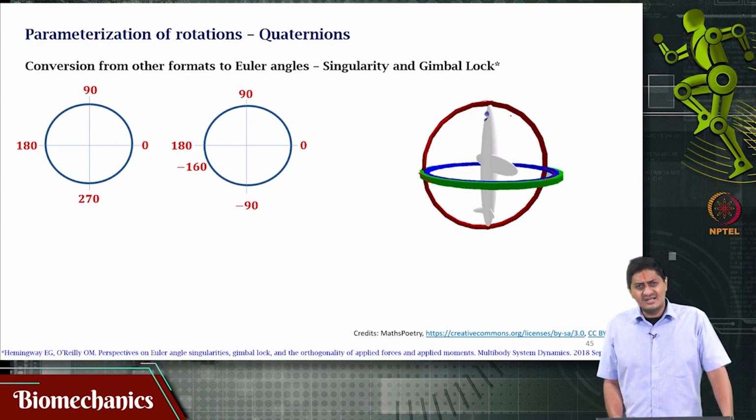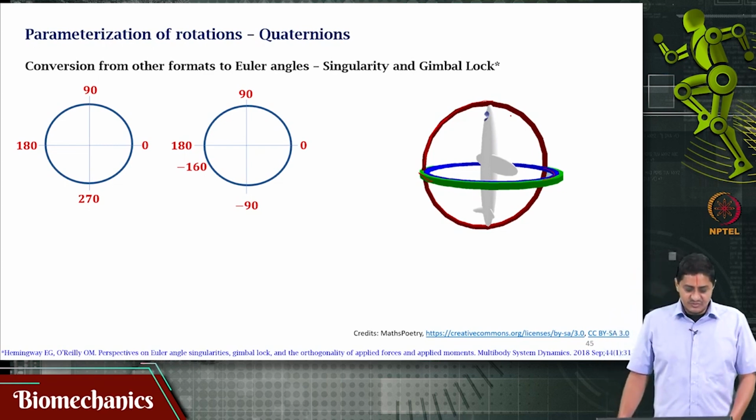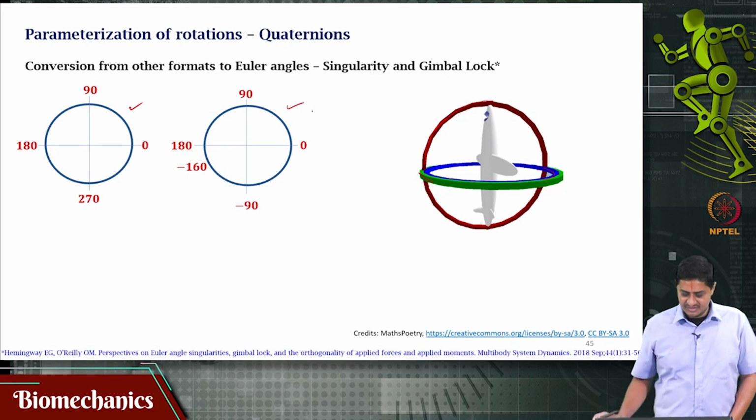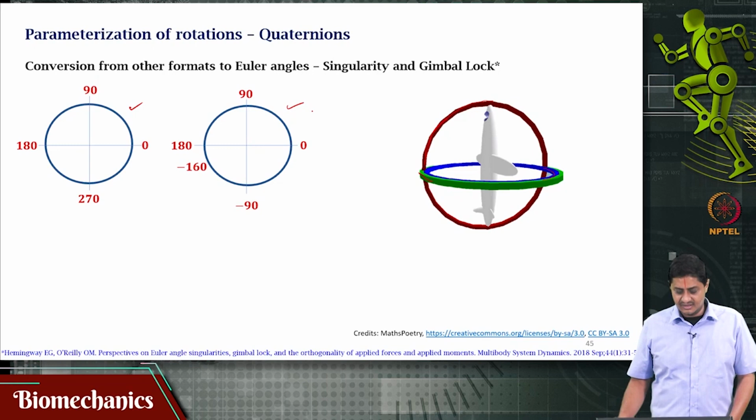This is a relatively advanced concept, somewhat difficult to understand and synthesize, so do spend some time reading about this. Sometimes we use coordinates as 0, 90, 180 and 270 in one case, and in the other case I am using 0, 90, 180 and minus 90 on the other side.